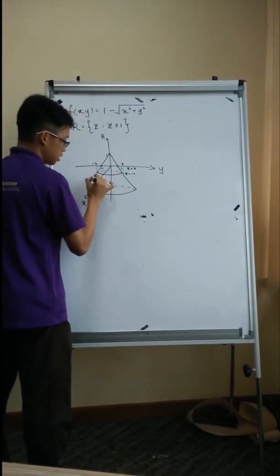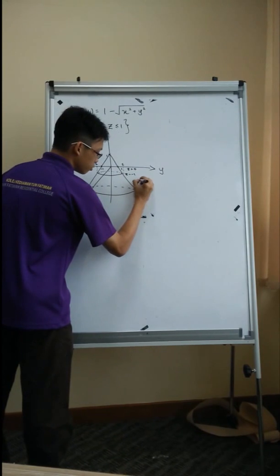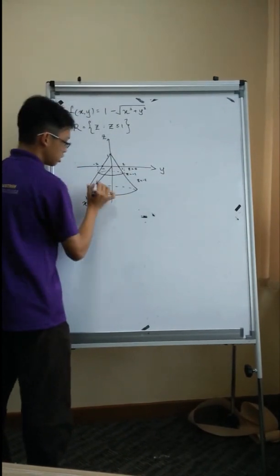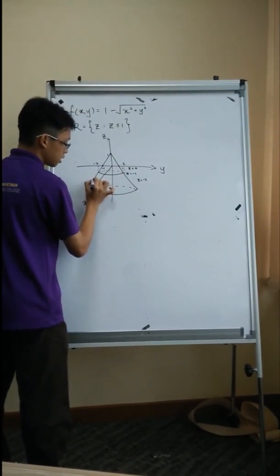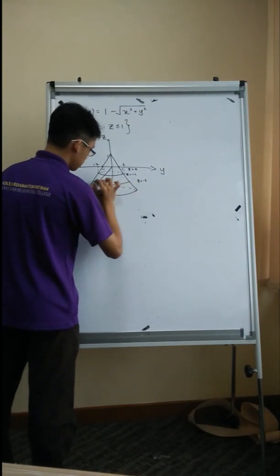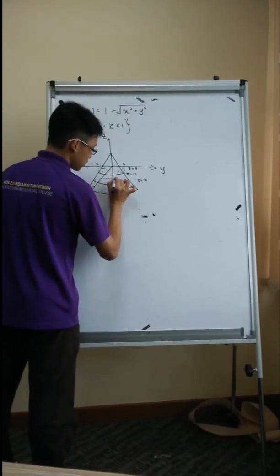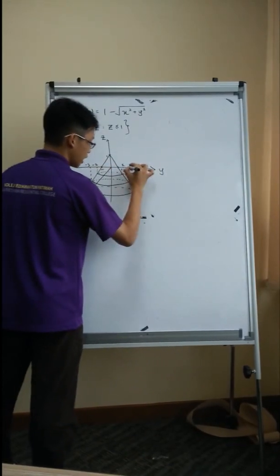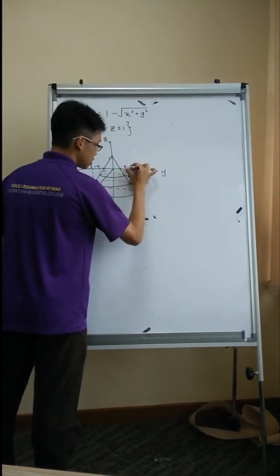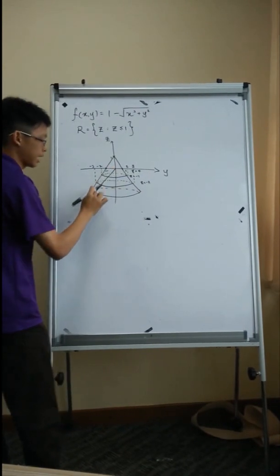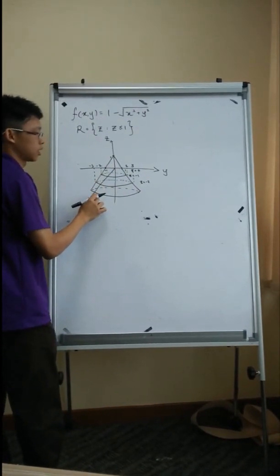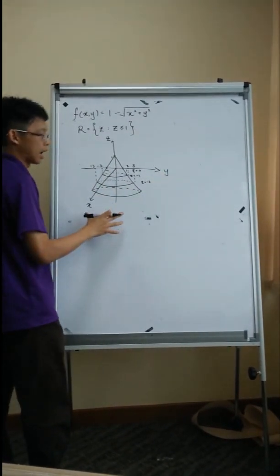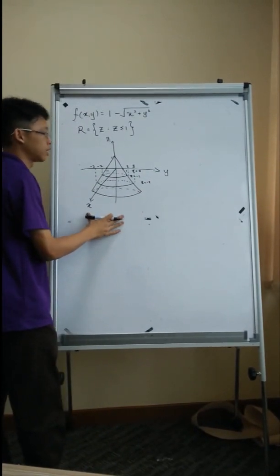The next, when z equal to -2, the y values will be -3 and 3. Same goes to the x-axis, because the x and y-axis are the same value in this case.